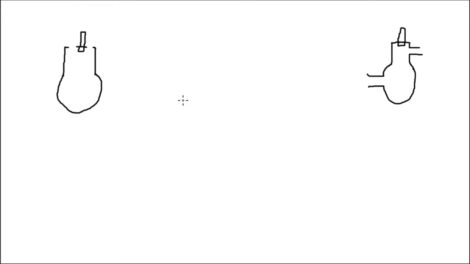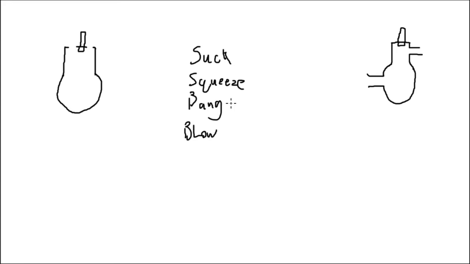Right. Okay, so what we have is the four-stroke, and they all have the exact same steps. There's four of them, and they can really be summed up in four pretty easy to remember words. We have suck, squeeze, bang, and blow. Sorry for the terrible handwriting, but those are indeed the steps.